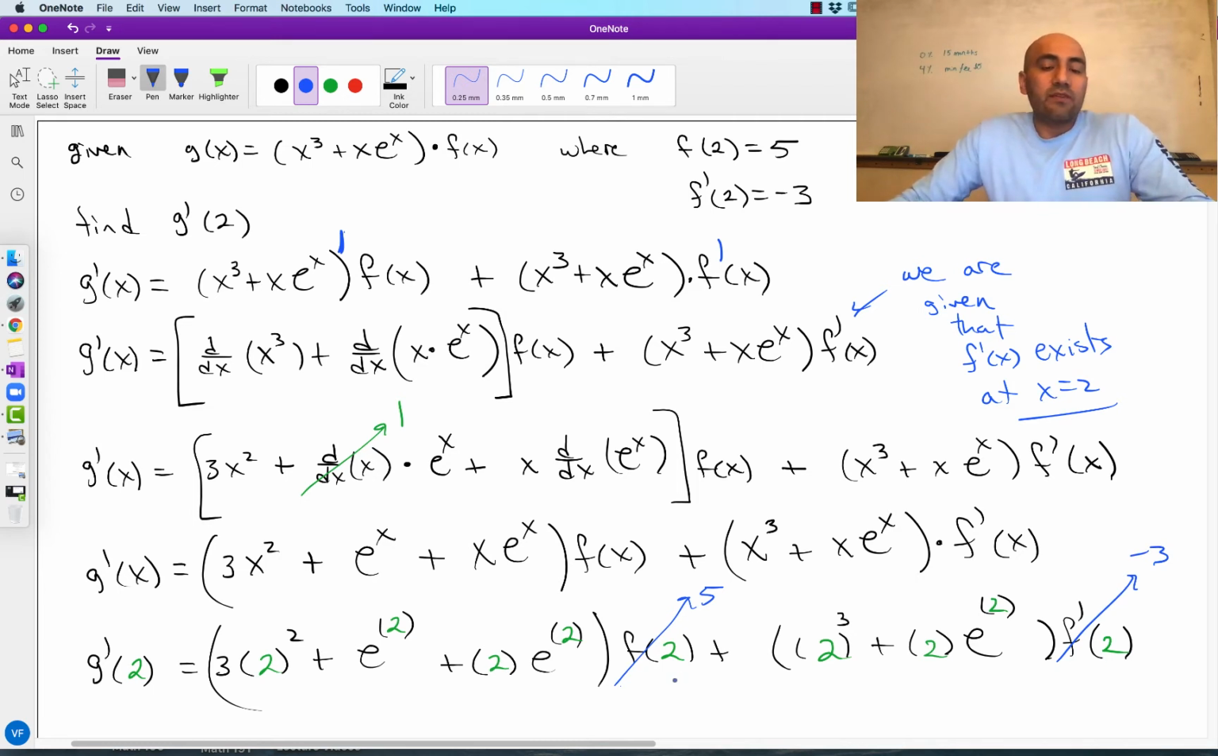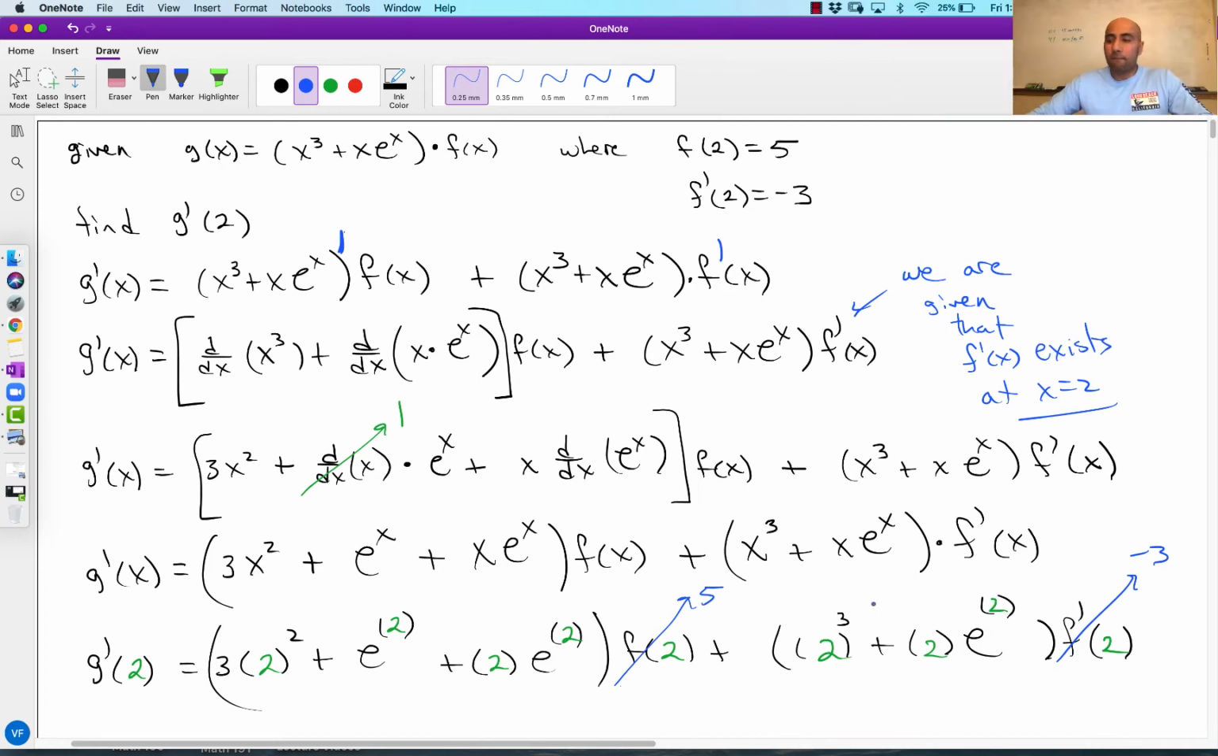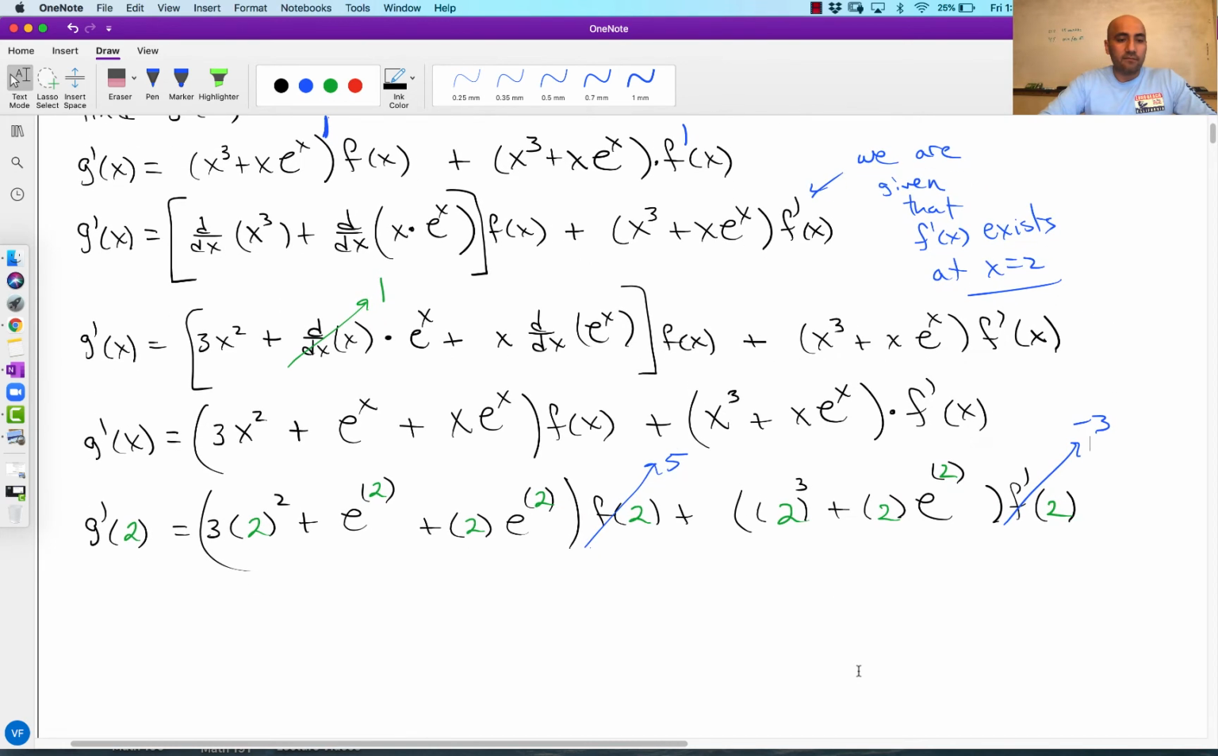We were never given what f of x is, but that's okay. We just needed to know what f of 2 was, and f of 2 is 5. Likewise, we didn't know what f of x was, so we don't really know what f prime of x is, but we don't need to know it. We were just simply told that f prime of 2 is negative 3. Okay, so now we simplify, and we're almost there.